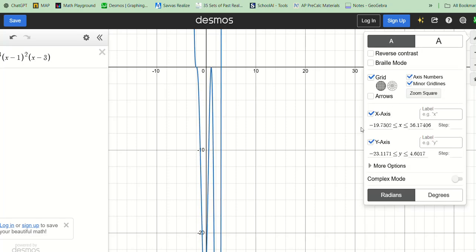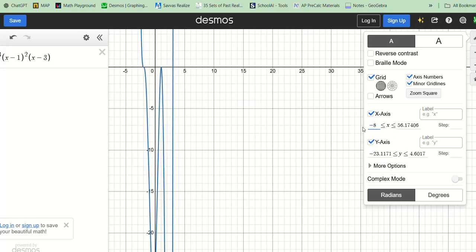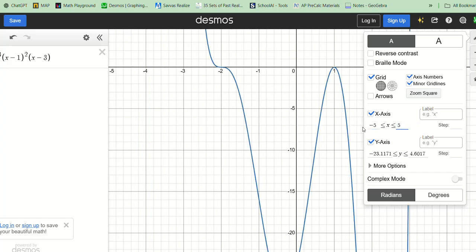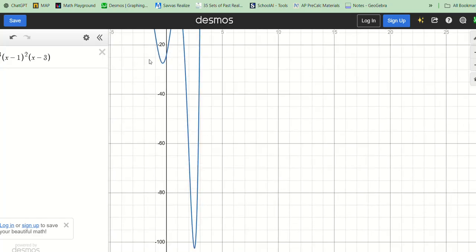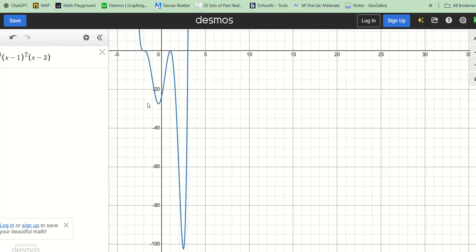It'd be a weird scale. But we only went from -5 to 5 on the graph, right? So we'll go -5 to 5. Does that look a little closer to what we just drew? And it's not perfect, but that's okay. Does it have a W shape? And I can tell that based on this.